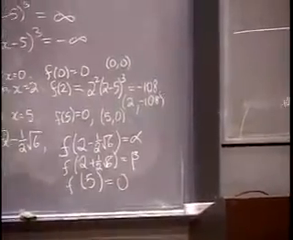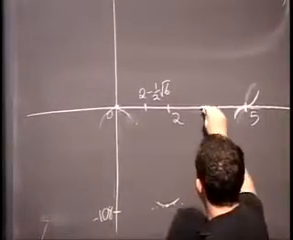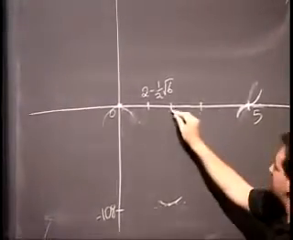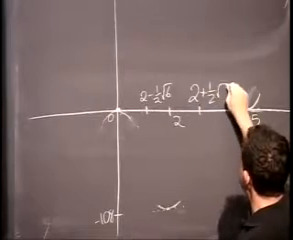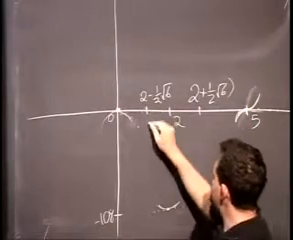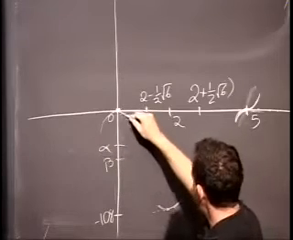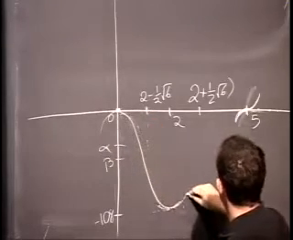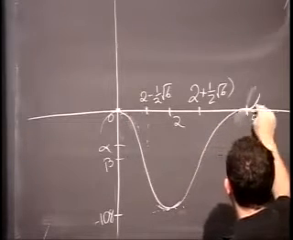Well, somewhere around here is 2 minus a half root 6. Somewhere around here, actually on the other side of 2, but the same distance away, is 2 plus a half root 6. And then whatever these heights are, alpha and beta, I am filling in the curve here. And I'm going to have to tidy it up.